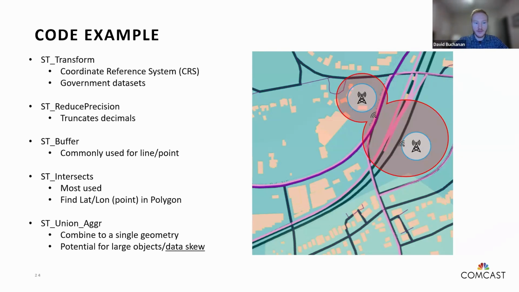One caveat, if you're not super familiar with the data set and how all the geometries intersect, there's the potential for creating a very large, like, super object. And so that can cause a lot of data skew within your Spark pipelines. So it's really important to know and be familiar with the data before using that particular aggregation function.